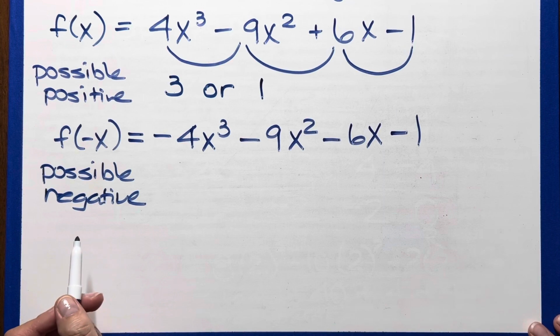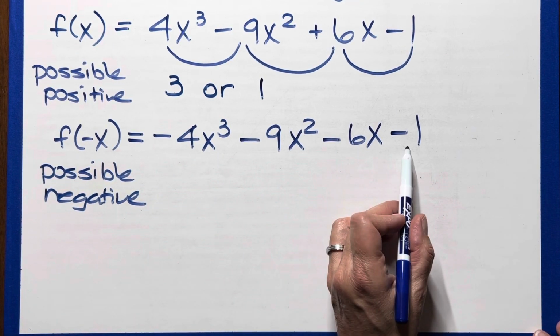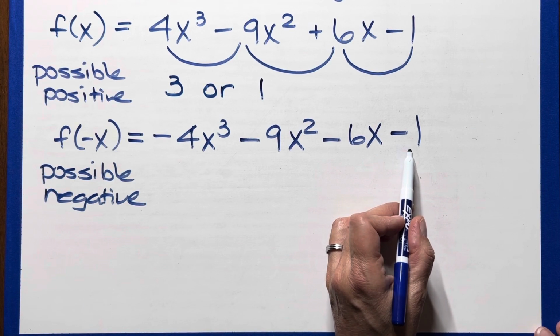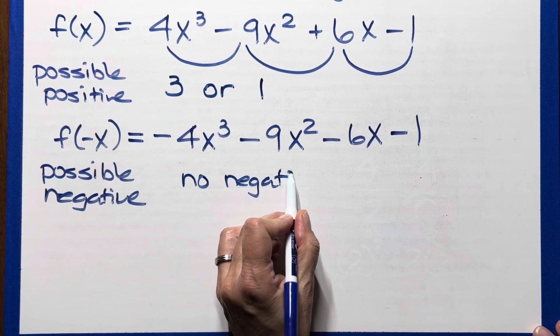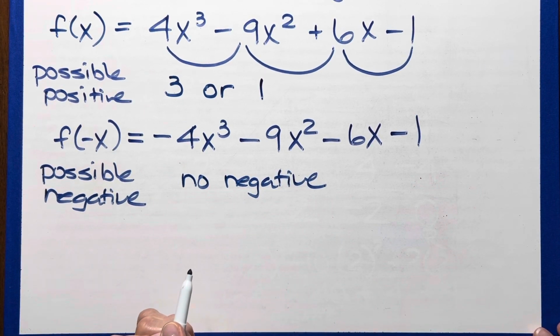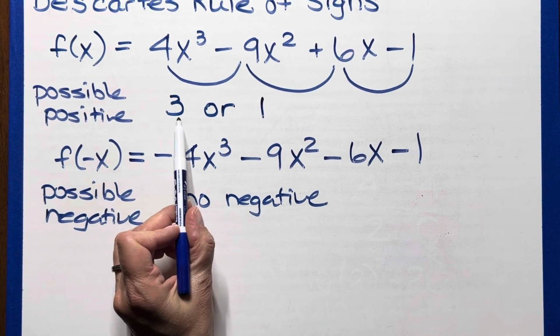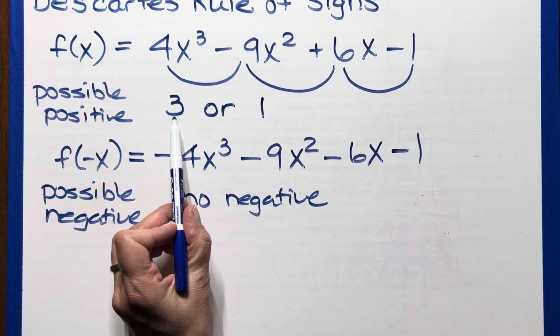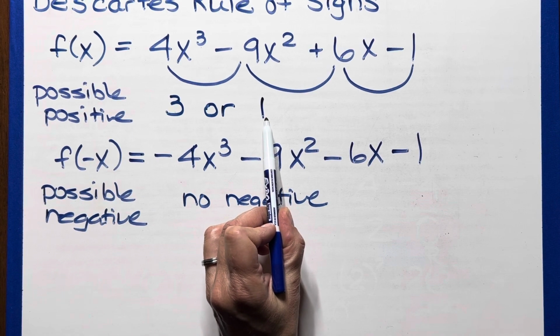Again, I look for how many sign changes I have. All 4 of my terms are now negative. So what that tells me is I have no possible negative roots for this function. So what that tells me is that I either have 3 real positive roots, and that's all of them, or I have 1 possible positive root, which would mean the other 2 roots for my function are imaginary.